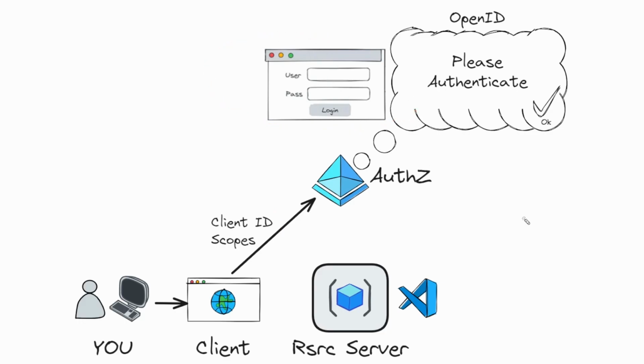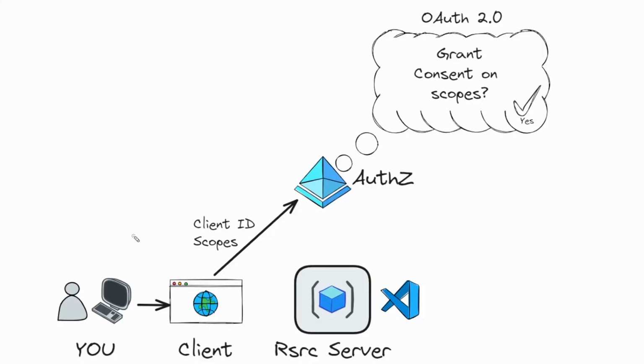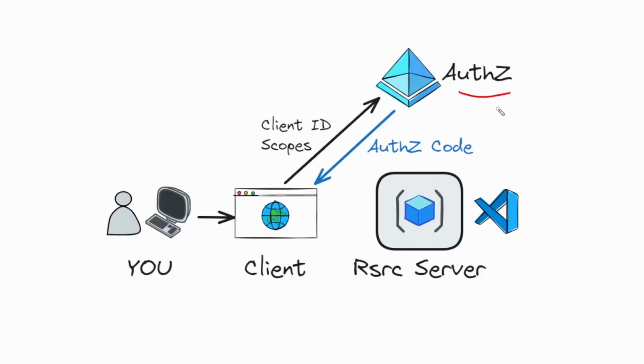The authorization server prompts you to authenticate. This step could involve redirecting you to a login page where you use an existing session or an authentication method. Once authenticated, OAuth 2.0 comes into play as you are asked to grant consent for the requested permissions. If you grant consent, the authorization server sends an authorization code back to the client application. This code is temporary and is used to request tokens.